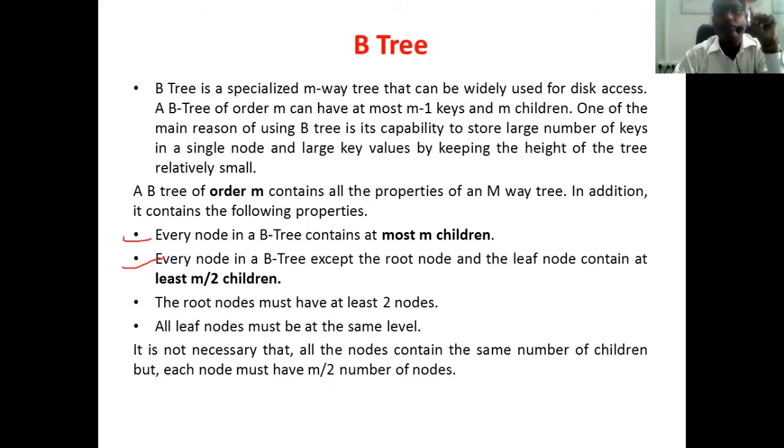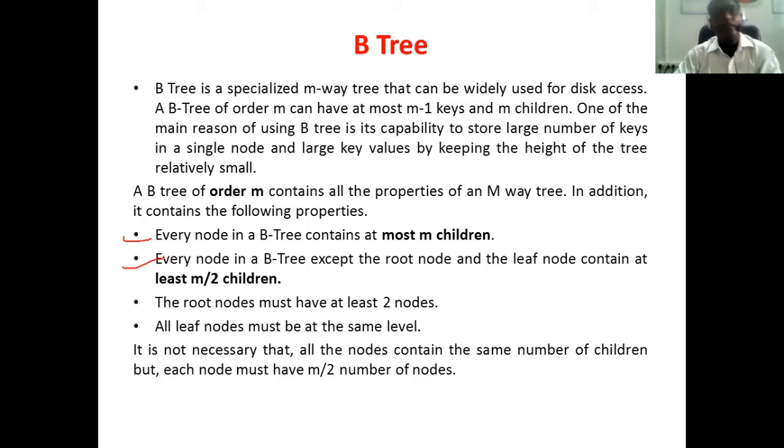Suppose M is 5, the order of the tree is 5, so 5 divided by 2 is 2.5. 2.5 as an integer is considered as 2. So every internal node contains at least two children. Your internal nodes must have 2 children. It is a minimum criterion. The maximum children is equal to the M value, that is, if the order of the tree is 5, that particular node contains 5 children. But the minimum condition is what? All the internal nodes except the leaf nodes as well as the root node should contain M divided by 2 children.